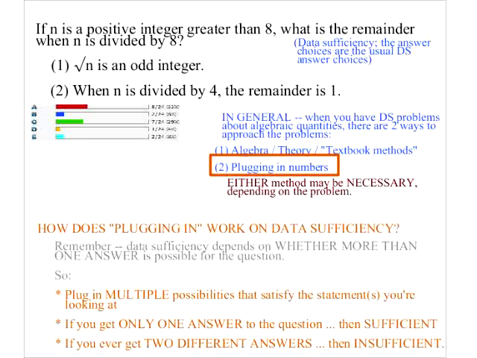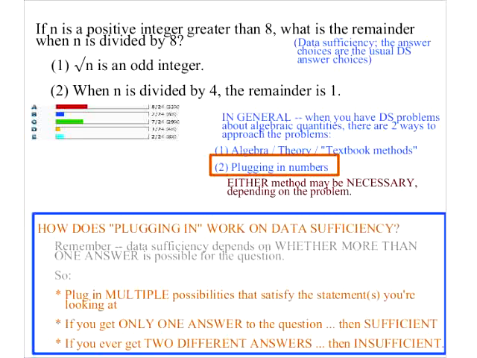The way you should primarily think of it is as an important backup if your algebra or theory type approaches don't work. But in a lot of problems, it's really the only way to solve. So it is something you have to know how to do. It's not just something you do if your algebra is not good enough. Let's take a look at this problem with the plugging method first.